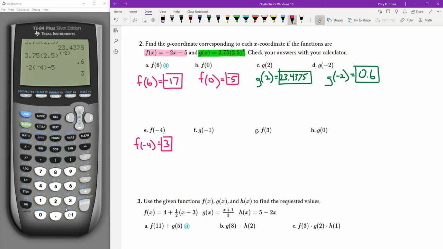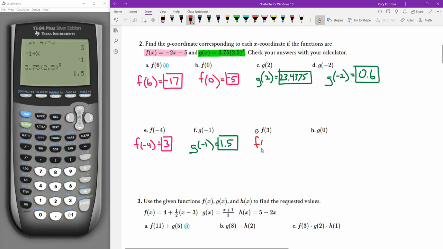We could store -1 stored as x. We do it like that, and then we can put in this function, 3.75 times 2.5 to the power of x, and it's going to raise it to the -1 power, which is 1.5. So g of -1 is 1.5. I'm going way calculator heavy here, aren't I? That's okay.